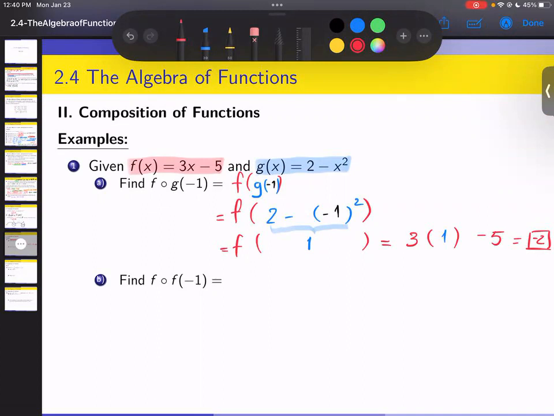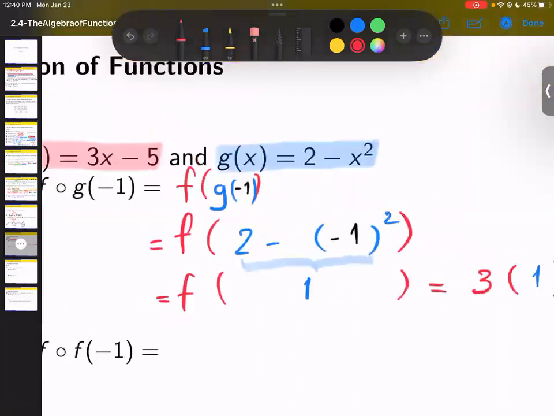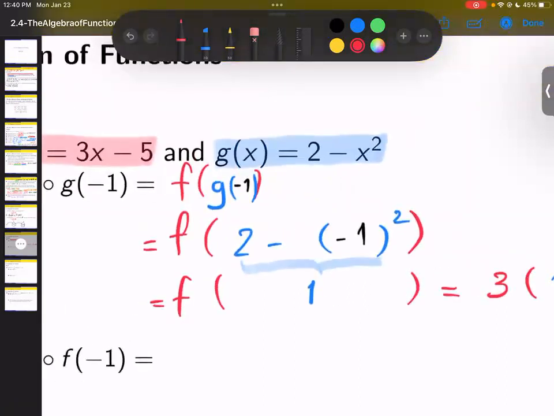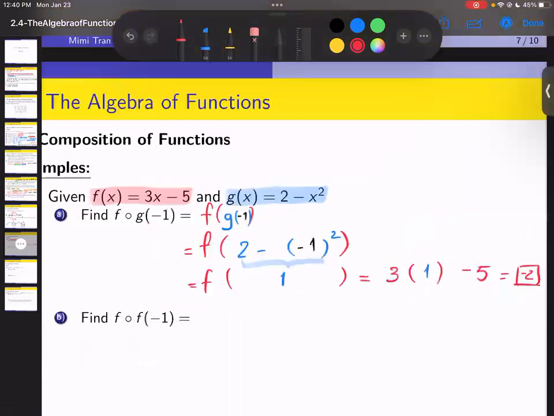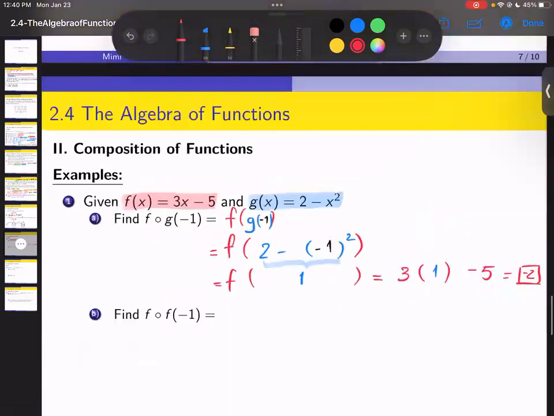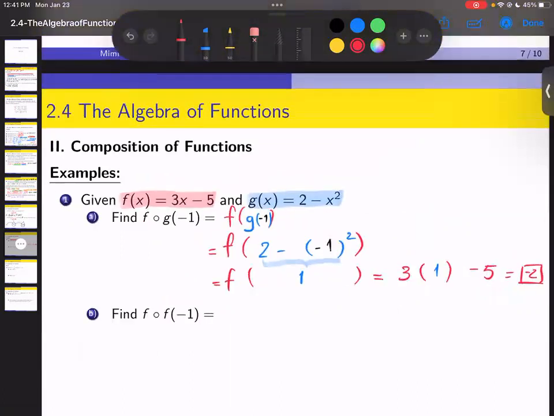If you have a question, it's a good time to ask now. You'll see something like this on the exam, I promise. So you always do it from inside out, right? You go from the smaller function to the larger function. First I plug -1 into g, and then I calculate what it is. Once I have that value, I plug it into f, and then I have my final answer. Why don't you guys do B? I'll walk around and see how you do.